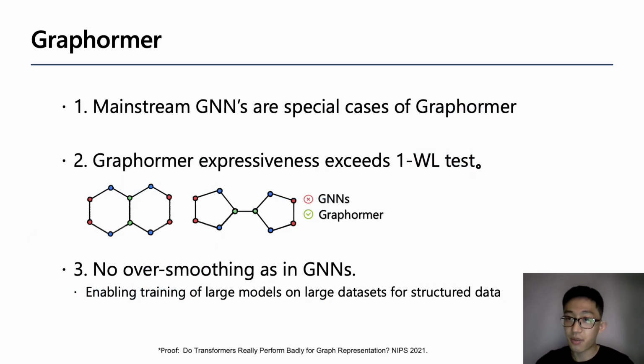With this architecture, we can actually show that mainstream GNNs are special cases of Graphormer, which is quite impressive. Therefore, it should have better expressiveness in all of them. In fact, Graphormer can pass the first order WL test, while most of the GNNs cannot. One example is shown here. GNNs cannot distinguish these 2 graphs or molecules, while Graphormers can. After testing, we also find that Graphormer really does not have this over-smoothing issue of GNNs, which I have just mentioned.